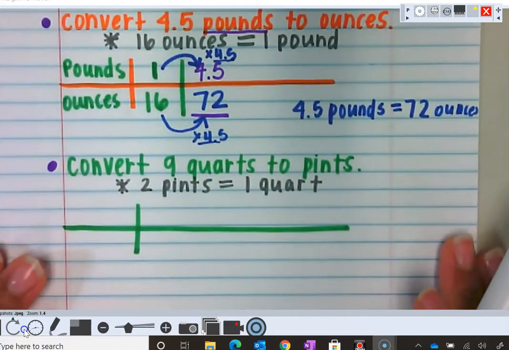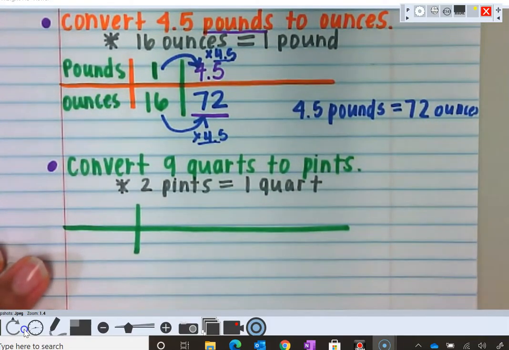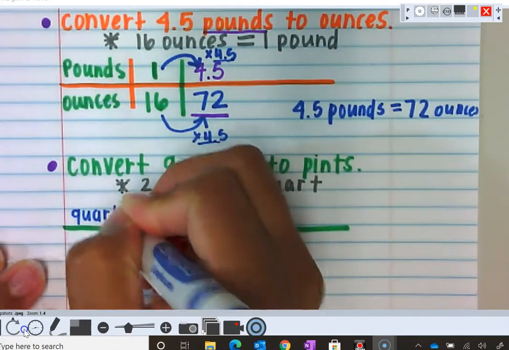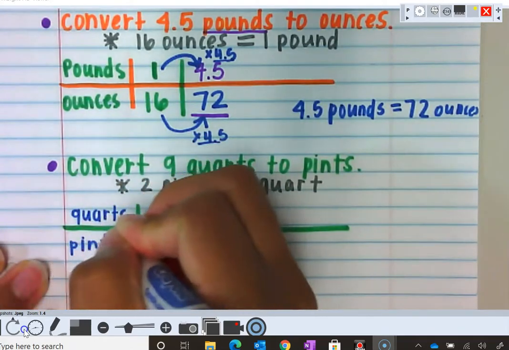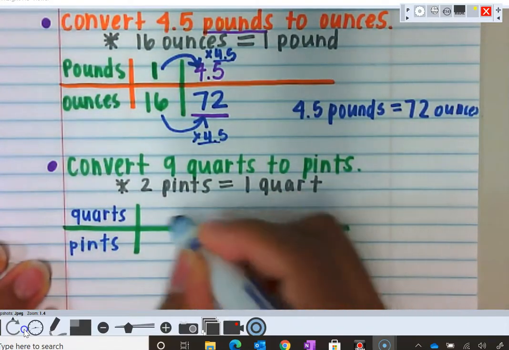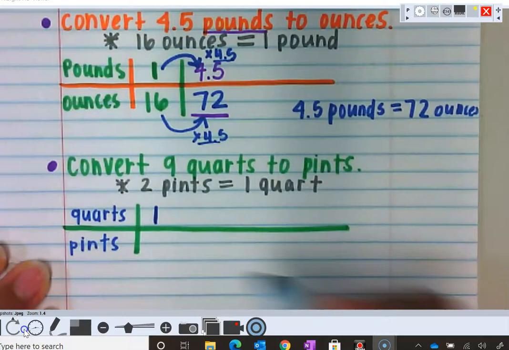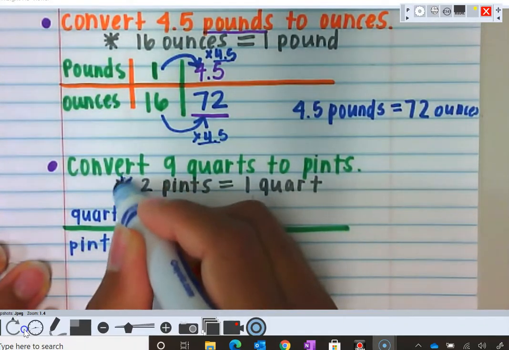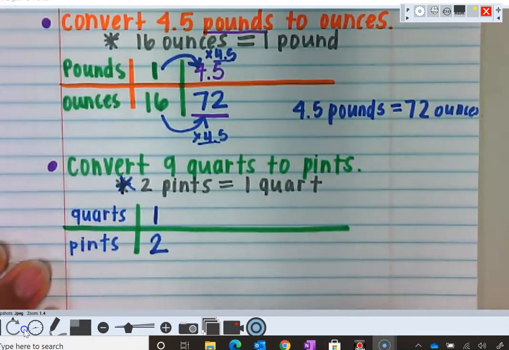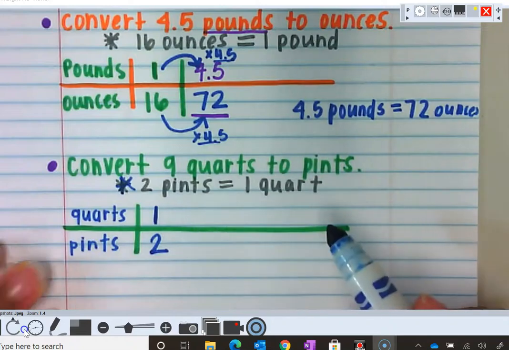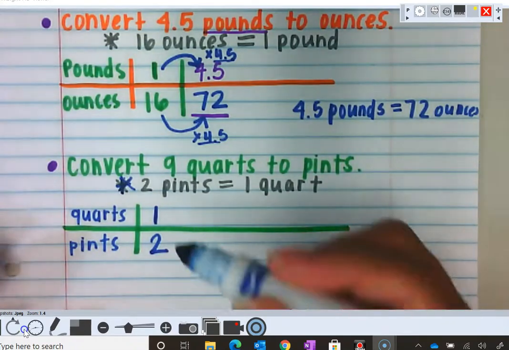Convert 9 quarts into pints. And so we're comparing quarts and pints. And we know that 1 quart is equal to 2 pints. This information is given to us. We don't have to think about it too hard. This scale factor, this kind of unit rate has been given to us. So we don't need to think too hard.